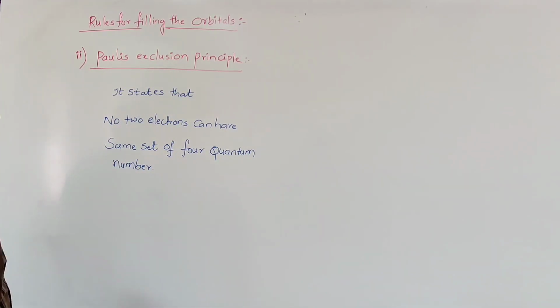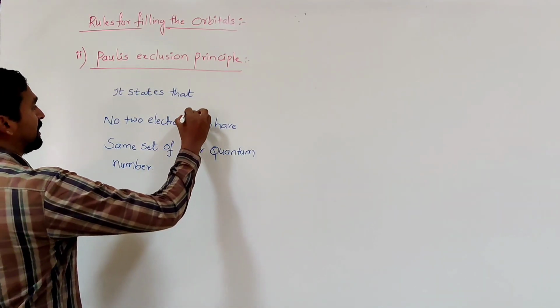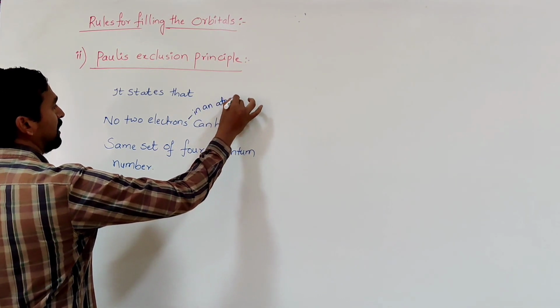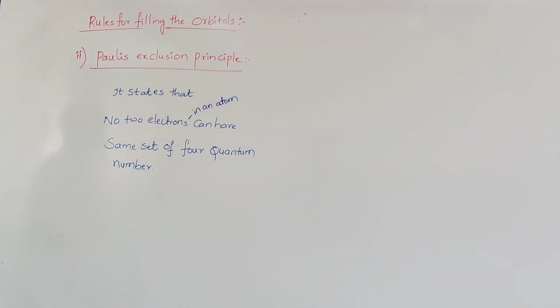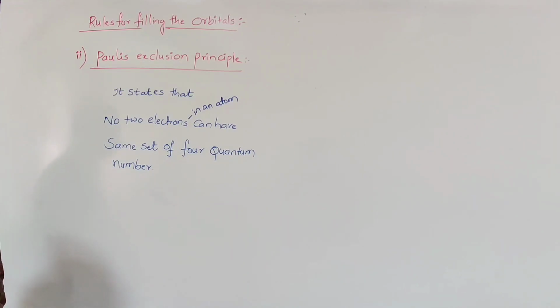So what do we mean by this? No two electrons in an atom can have the same set of 4 quantum numbers. That means when you write the quantum numbers for 2 electrons in an atom, definitely at least one of the quantum numbers is different: either the principal, azimuthal or magnetic quantum number, or at least finally the spin quantum number is different. So that is given by Pauli's exclusion principle.